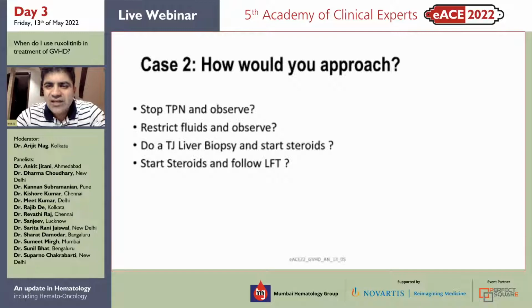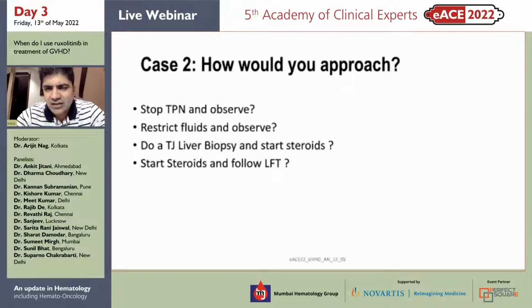If there's GVHD in any other organ, maybe skin or gut, then the diagnosis of liver GVHD is easier, and there are definitely set guidelines on how to diagnose liver GVHD. That's a long discussion, but I would suggest that we need to rule out the other aspects as well before labeling this as liver GVHD.